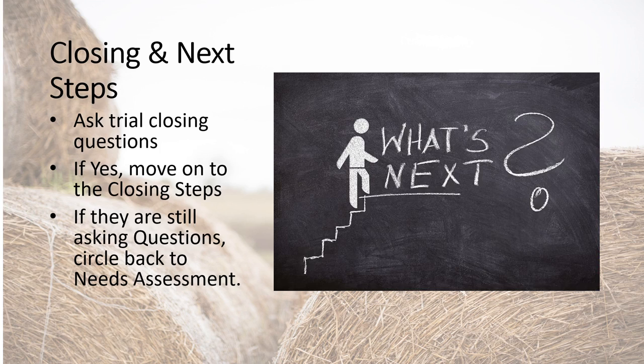Closing and next steps is the third category in our sales training. You want to ask trial closing questions to see if the potential member is ready to make a decision. If the answer is yes to your trial close question, then you are ready to move on to the closing steps. If they are still asking questions, circle back to asking questions about their needs and articulate your features and benefits. Then, try some closed questions before moving forward again.